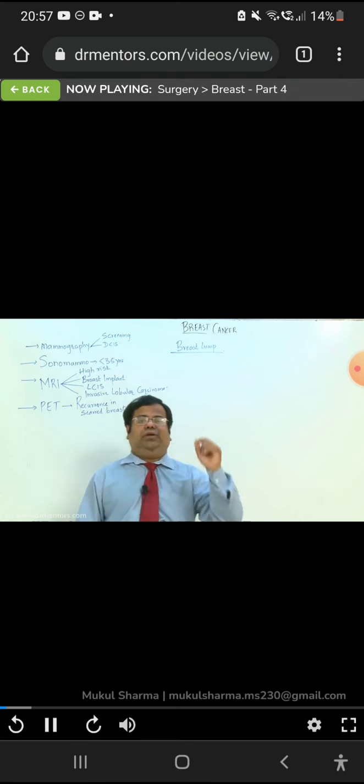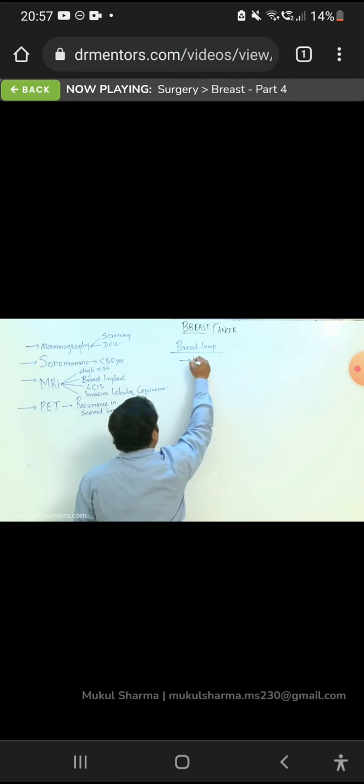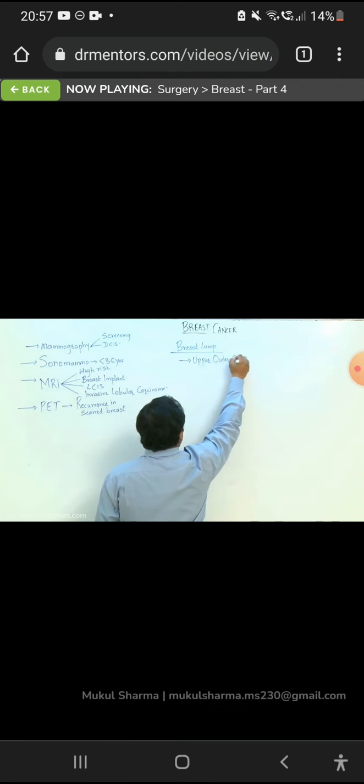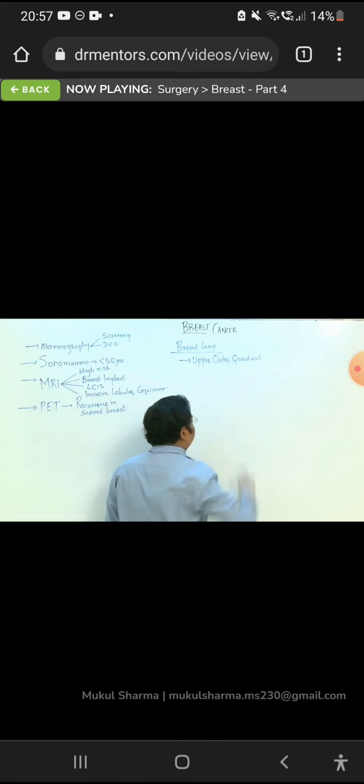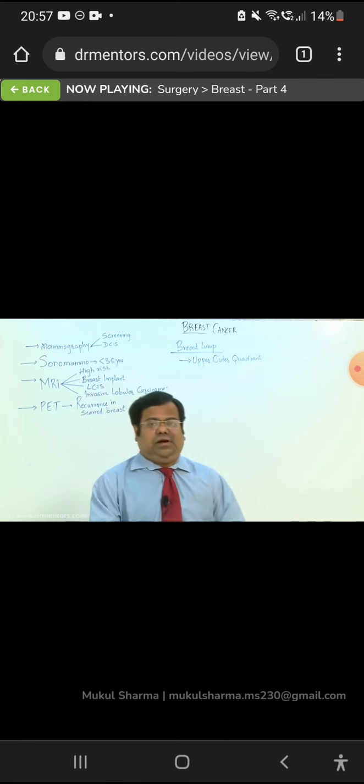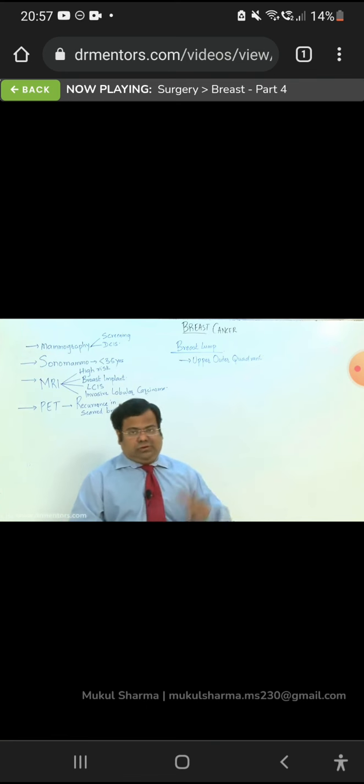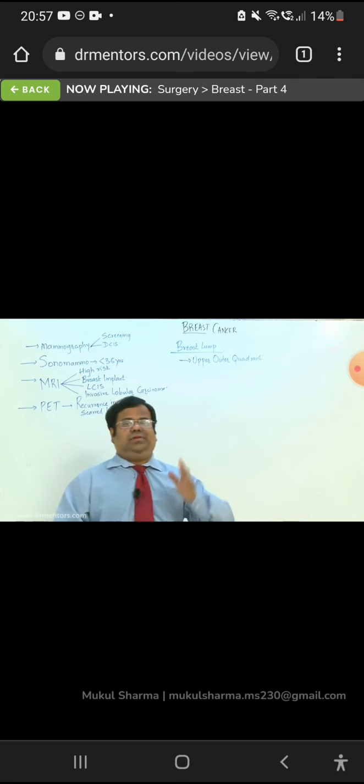Which is the most common location or region for having a breast lump? The answer is upper outer quadrant. And why is it so? Because most of the breast tissue is present over there. It is densely populated with the various breast tissues. So this is the reason why upper outer quadrant is the commonest area to have a breast lump.